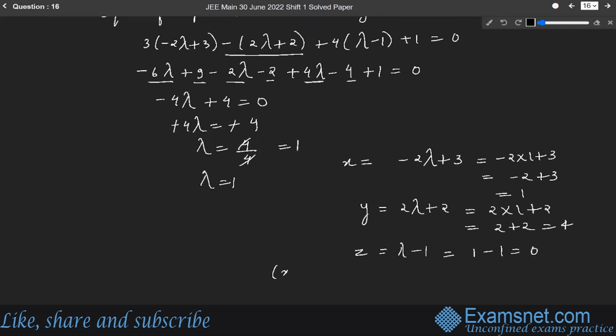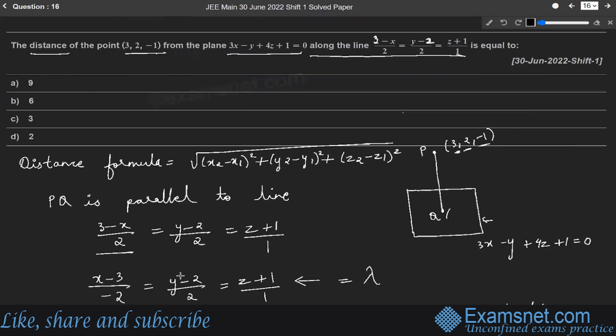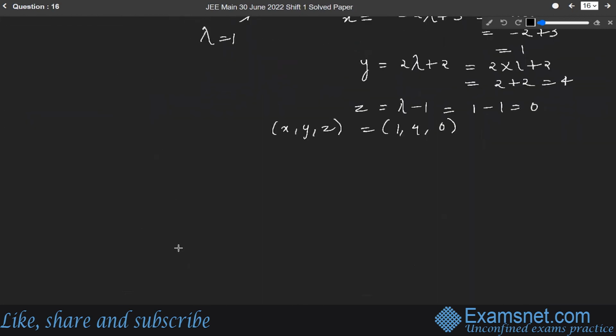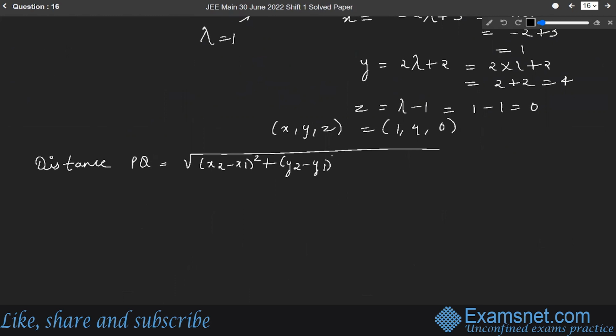So we have the coordinates x comma y comma z as 1 comma 4 comma 0. This is the coordinate of point Q. So let us write it. Point Q has the coordinates 1 comma 4 comma 0. Now we have the coordinates of Q, so we can easily find the distance PQ, right? So let us find the distance PQ. We have to use the formula, which is under root of x2 minus x1 square plus y2 minus y1 square plus z2 minus z1 square.